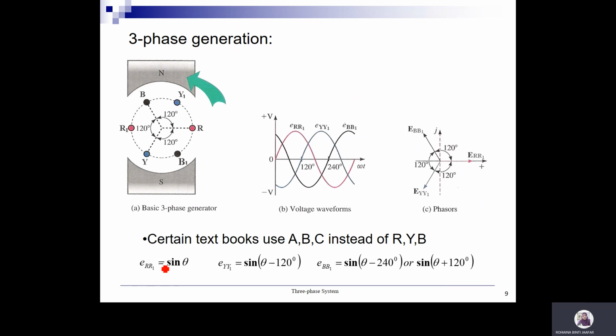So E_R is the voltage for red phase, sin theta, where the phase angle is 0 because it starts at 0 point. And then for yellow, it is lagging, so that's why it is sin theta minus 120. And then for blue, it is leading, so it is sin theta plus 120, or you can write it as theta minus 240. So this relationship you have to remember.